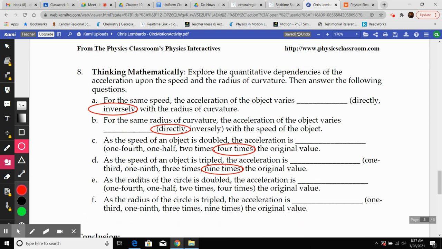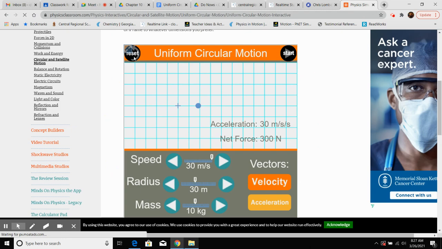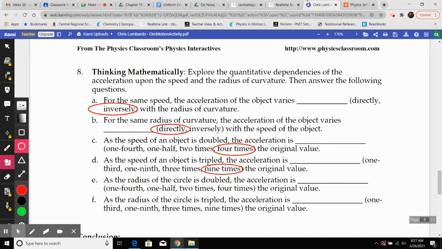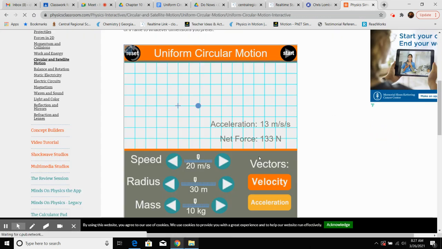All right, next one. As the radius of the circle is doubled, what happens to the acceleration? Let's reset this and keep this here. What did it say? The radius is doubled. So what does this go up to? This goes up to 60. So we could do 20. At 20 meters as a radius, what is our acceleration?